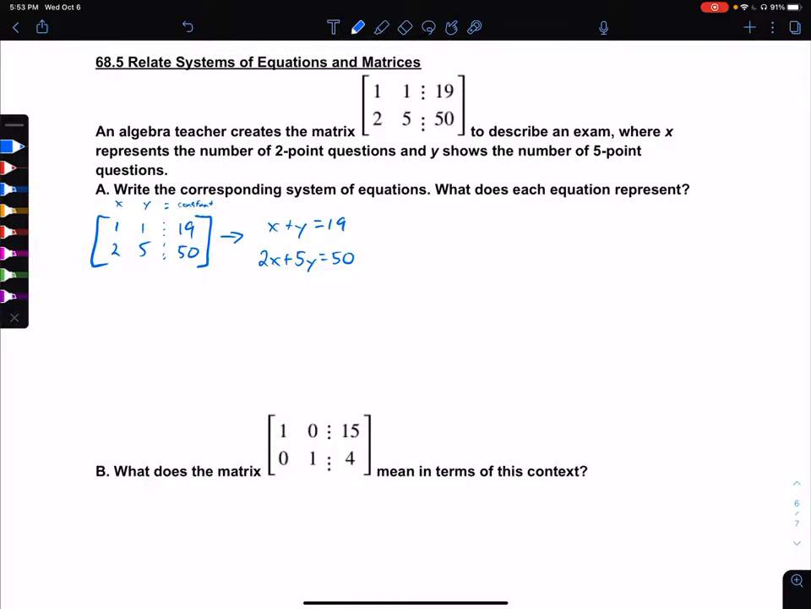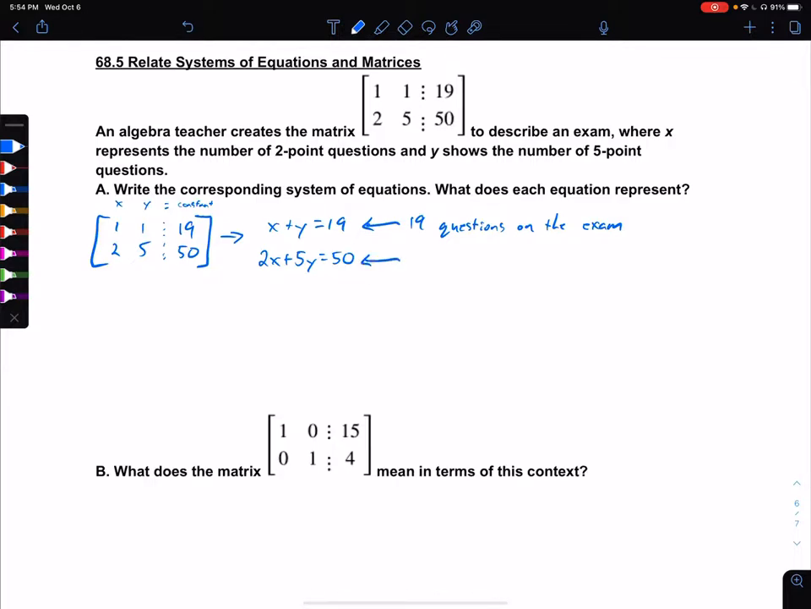Now, what does each equation represent? This first equation, x plus y equals 19. Remember, x represents the number of 2-point questions and y shows the number of 5-point questions. So this tells me that there are 19 questions on the exam, because x is the number of 2-point questions and y is the number of 5-point questions, so there's a total of 19 of them.